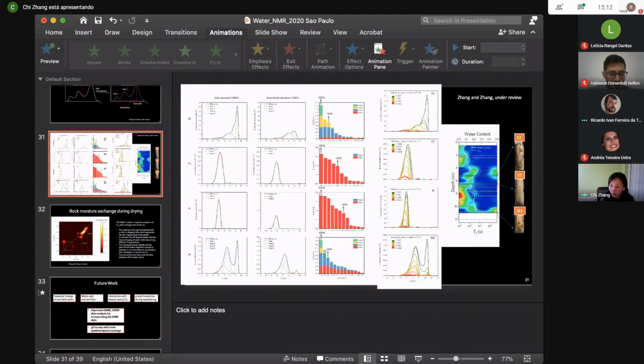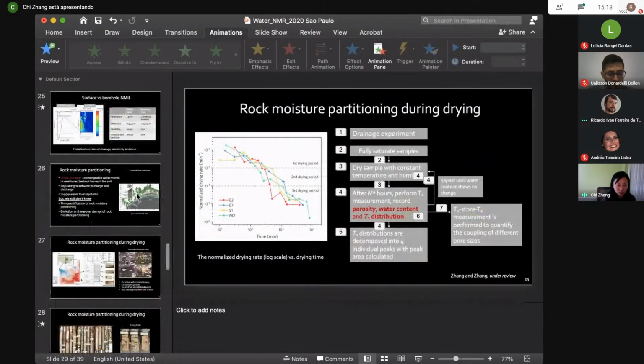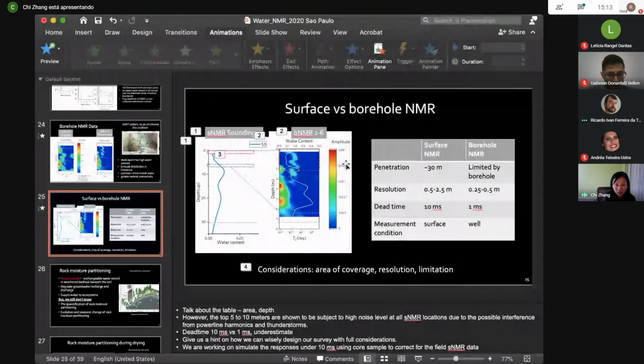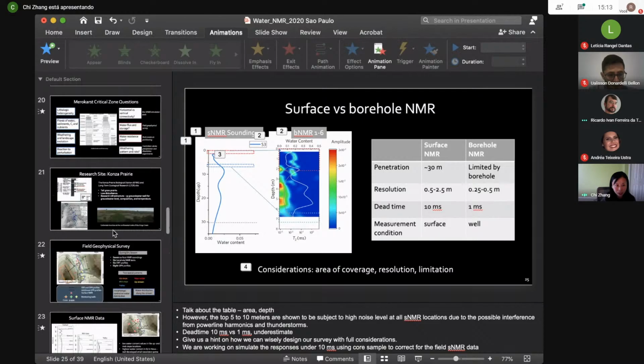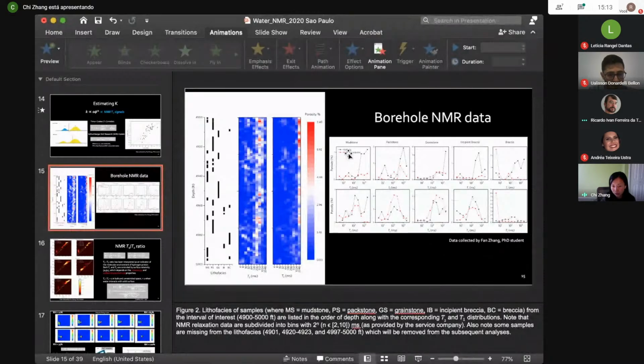Letitia was asking, any idea of possible differences between the nuclear magnetic resonance data obtained in the field and lab? That's a great question. Yes, a lot of difference. We are working on demonstrating the difference. Here, I only show you the difference between the surface NMR and the borehole NMR, and I already demonstrated there's a lot of difference between these two methods when we apply both in the field. But there's also a significant difference between the lab NMR and the field one. One example I showed earlier is this borehole NMR data compared with the lab NMR. You can see the difference is huge.